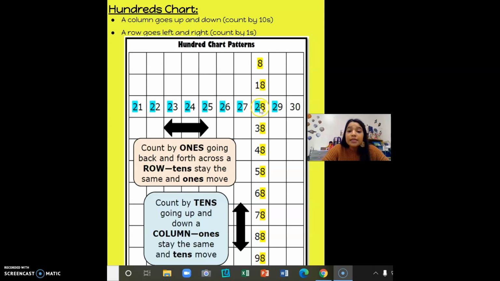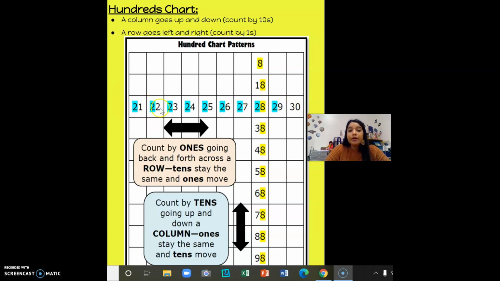If we want 10 less from 28, we're going to go up and we have 18. So we notice that the tens place, I have 1 ten now, but the ones place stayed the same. So now I have 1 ten and 8 ones. So my ones did not change. I still have 8 ones. So in a column, when you're going up and down, we count by tens and the ones place stays the same. Now let's look at our rows.